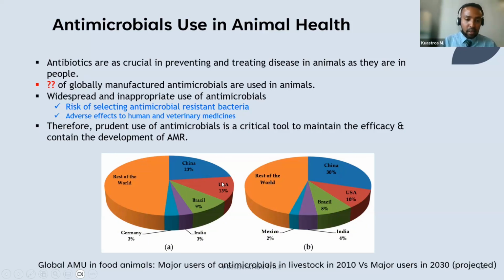But in developed countries like the USA, it was 13% in 2010, but they have a plan to decrease their antimicrobial use, particularly in the livestock sector, by 10. So this 3% decrease is really good. When you see the rest of the world, it remained quite the same in 2030, but relatively the pie is smaller in 2030 than in 2010.